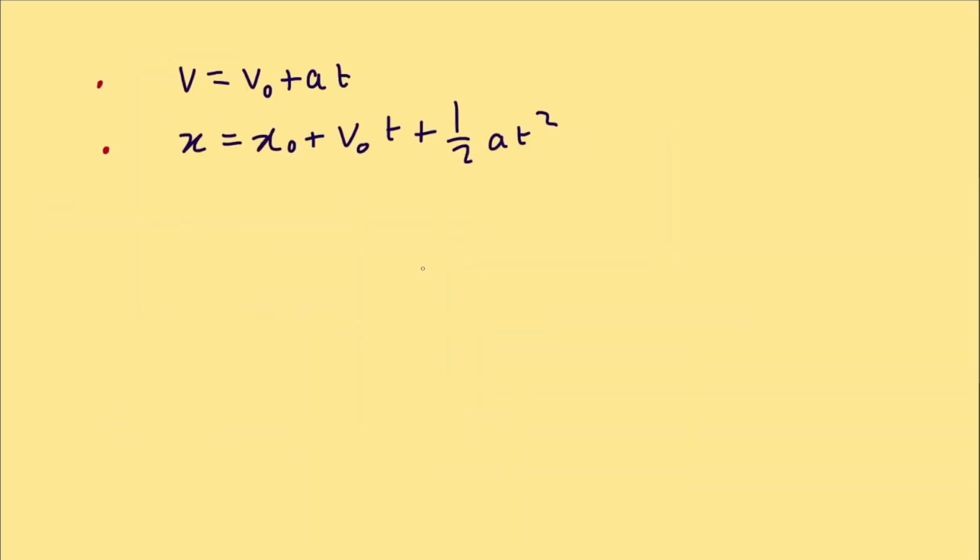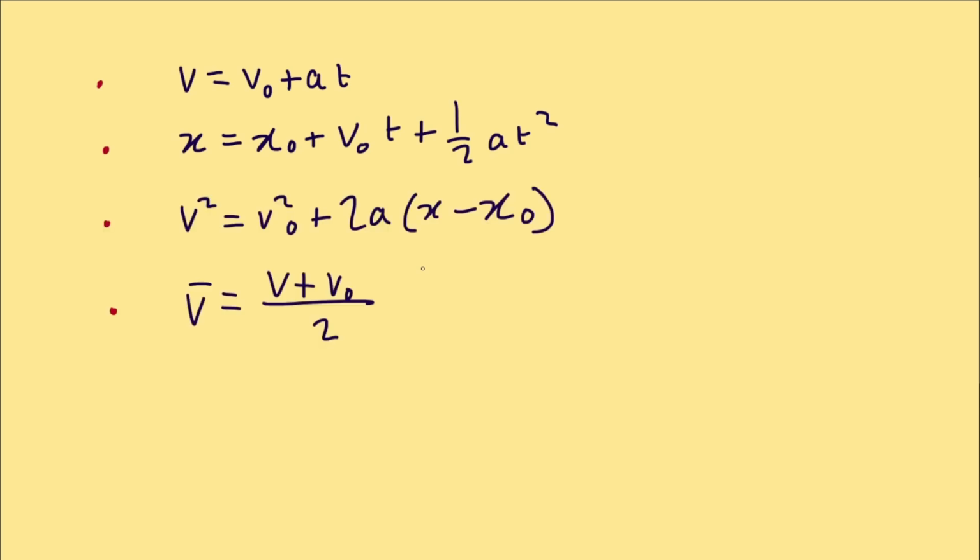Here is a quick recap of every equation. First, we have the velocity equation, then the displacement equation, the velocity equation when you don't know time, and the average velocity equation. Please understand this. These equations are not valid. They do not work if acceleration is not constant. So these kinematic equations, these four equations, they only work when acceleration is uniform and unchanging.